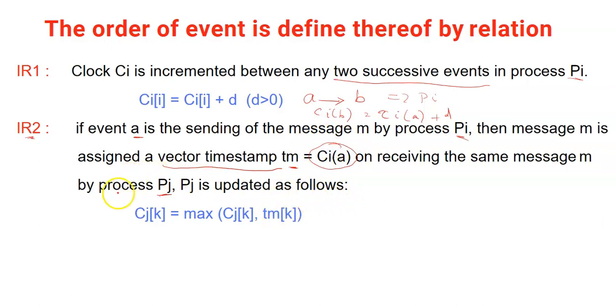On receiving the same message, process Pj is updated based upon the maximum value of its own previous event or the timestamp which is received at that moment. So maximum of Cj[k], comma, Tm[k].